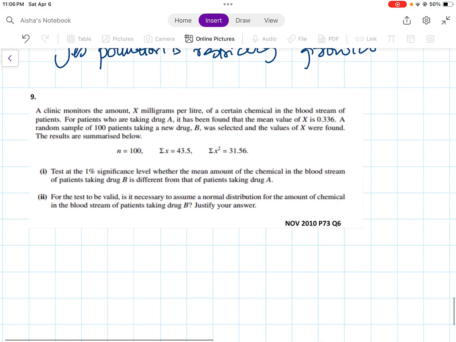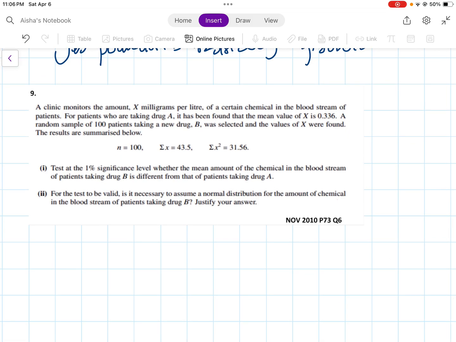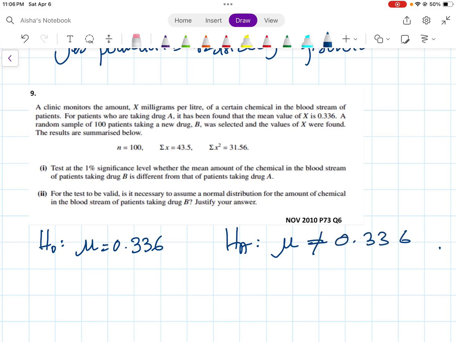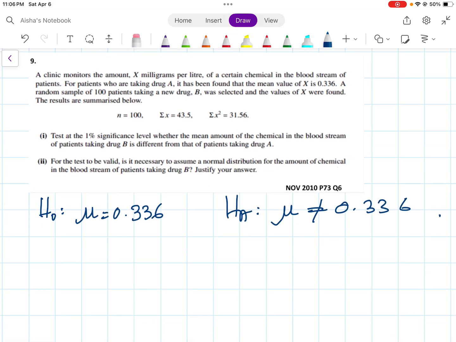Okay. Now, a clinic monitors the amount in milligrams per liter of a certain chemical in the bloodstream of patients. For patients who are taking drug A, it has been found that the mean value is this. Test whether the mean amount of the chemical in the bloodstream of patients taking B is different from that of drug A. So you are saying that the mean is 0.336 and you are saying that it has changed. Now, how do we find out? Now, variance is not given, so we have to find the unbiased estimate of population variance.